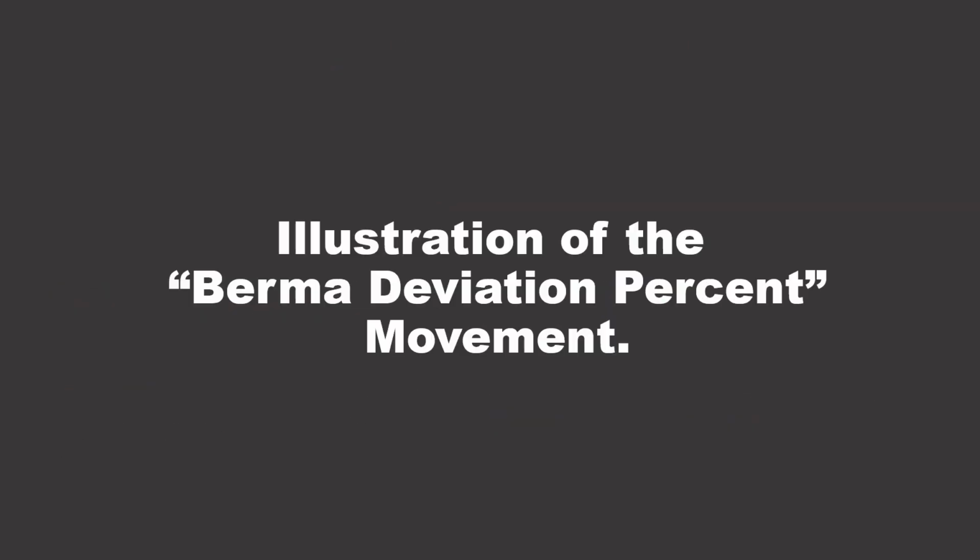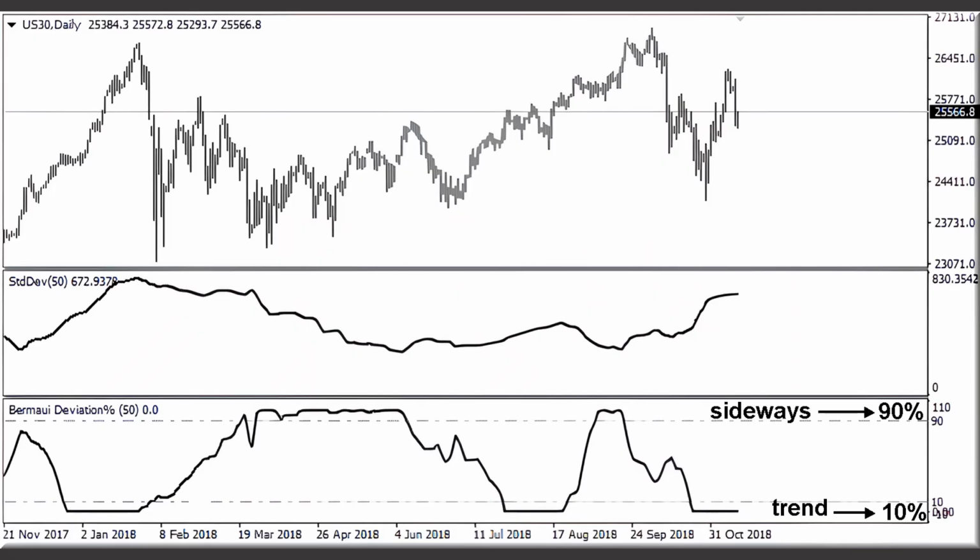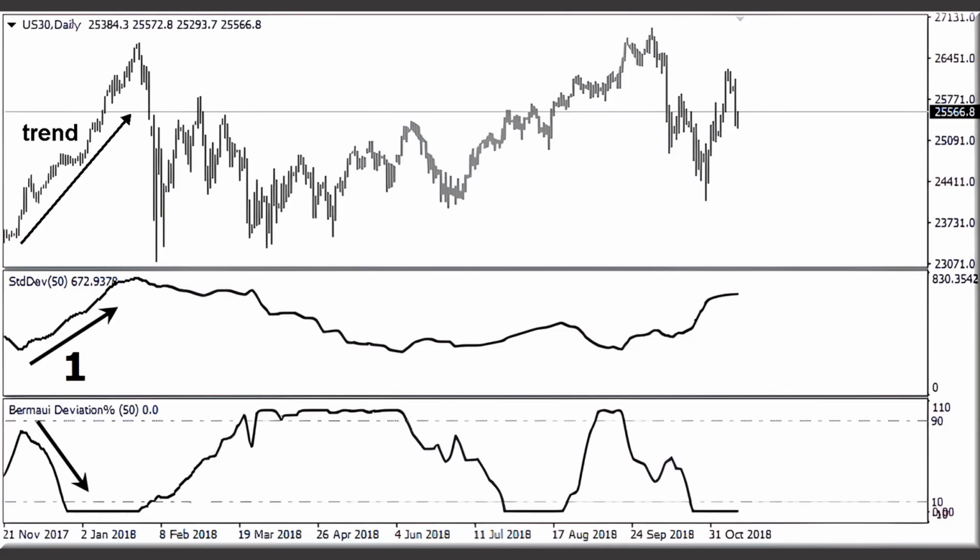Illustration of the Berma deviation percent movement. The Berma deviation percent indicator moves between 0 and 100%. When the indicator's value drops to 10% or less, this is evidence of increased price volatility, and the standard deviation of price movement has reached its peak compared to its value during the previous period.